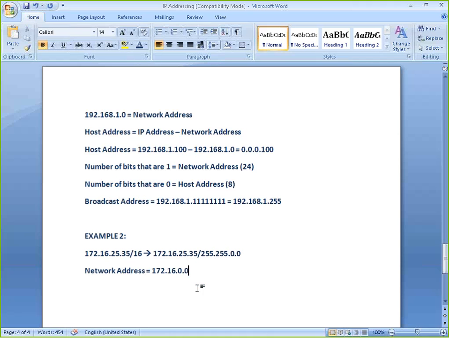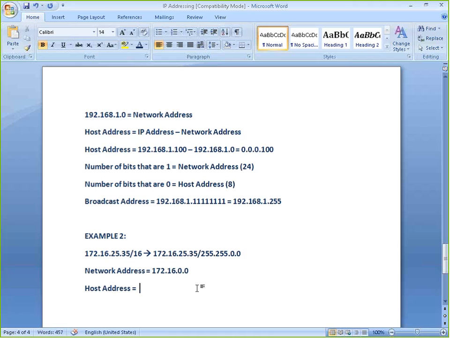Okay, so this is my network address. Now let's talk about the host address. If I look at the formula, to get the host address you have to subtract the network address from the IP address.